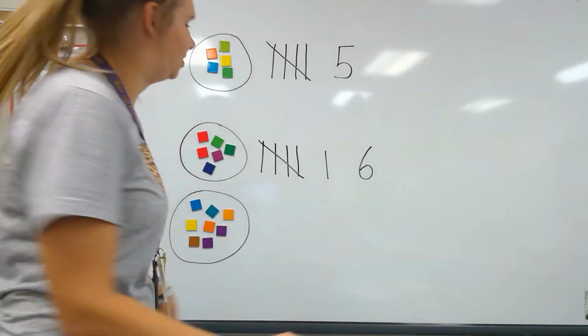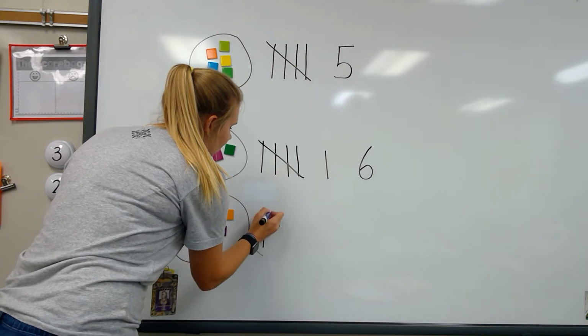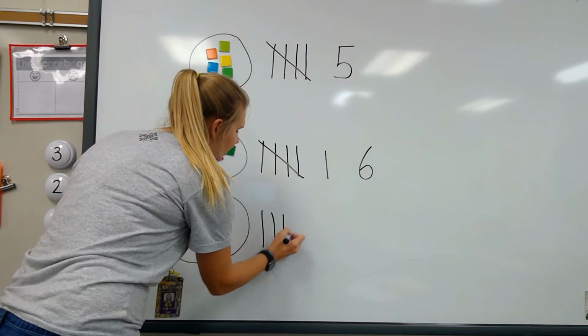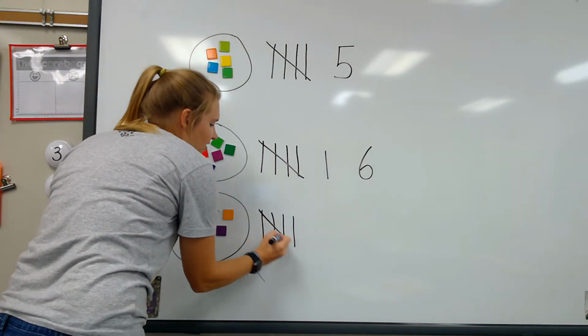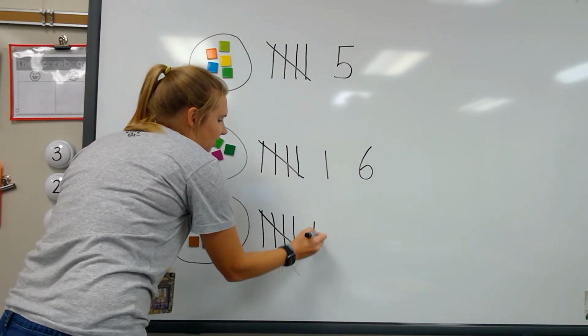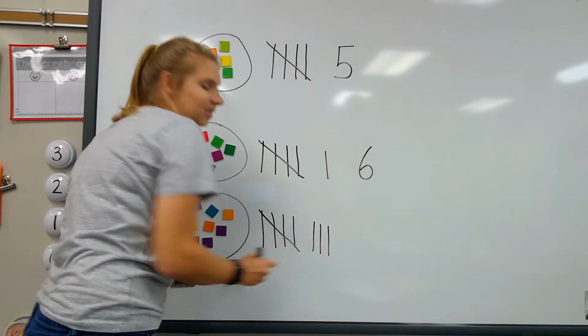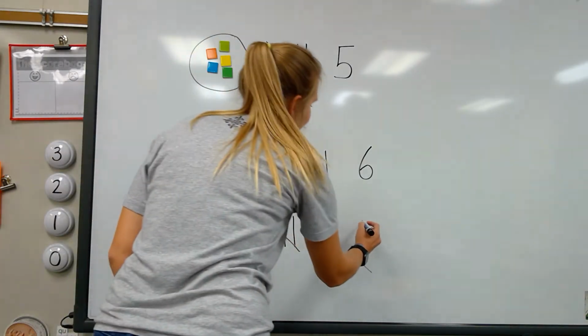All right, let's do this. 1, 2, 3, 4, 5. So it's going to dab across. 5, 6, 7, 8. And I'm going to write the numeral 8.